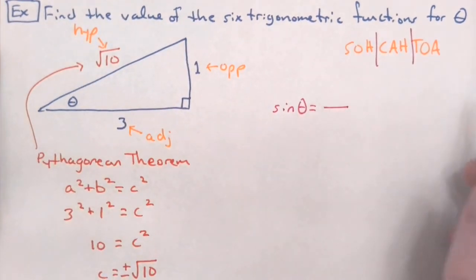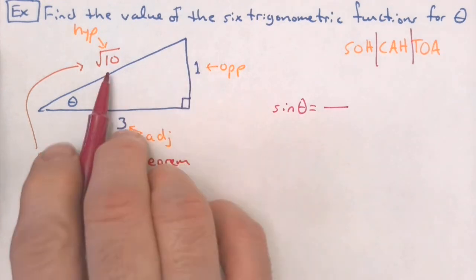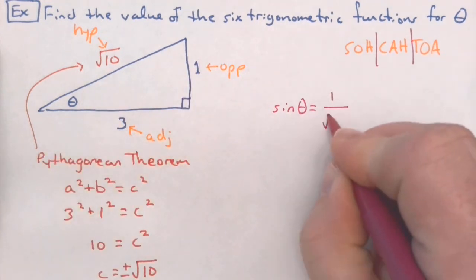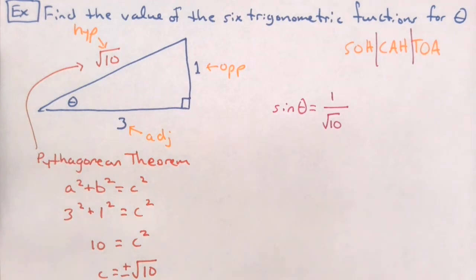The sine of our angle theta, that is opposite over hypotenuse, so that's 1 over the square root of 10. I should simplify that as much as I can. Leaving a square root in the bottom part of a fraction is not a good idea. For our final answer, we're supposed to rationalize that.